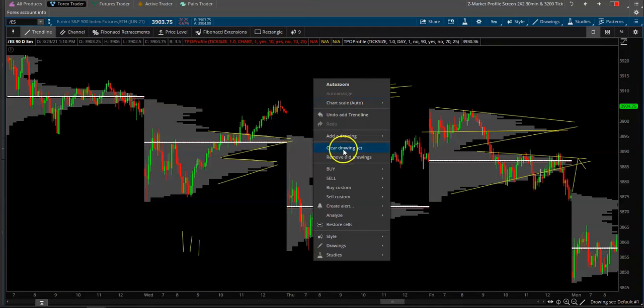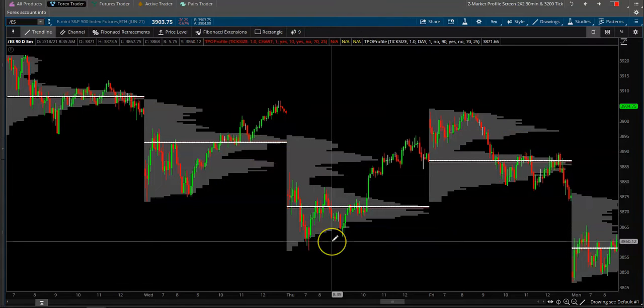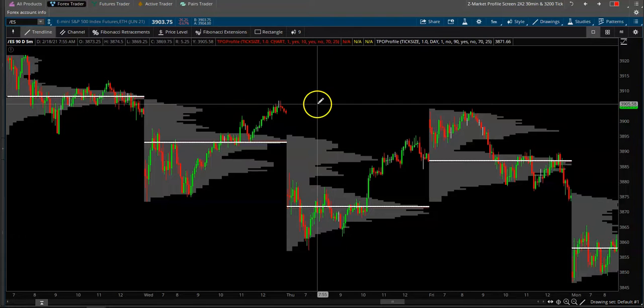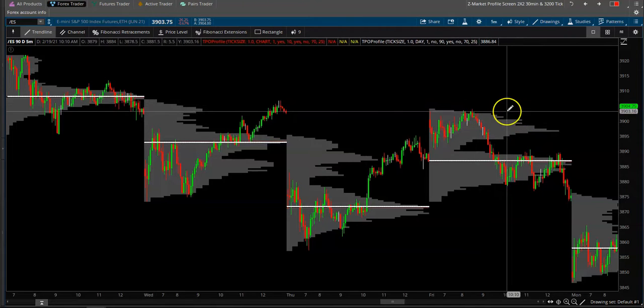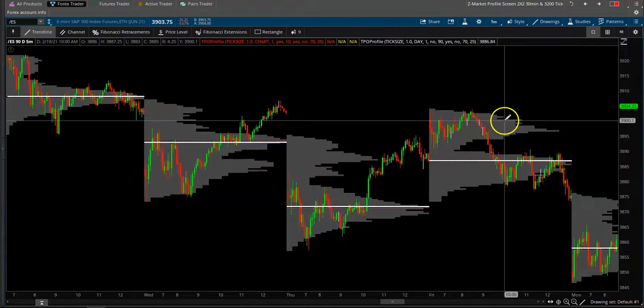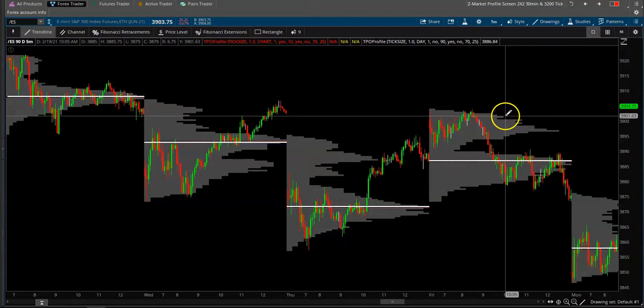Don't make market profile harder than it really has to be. I think people make it too hard, right? Just look for patterns, and every single day you watch this, you'll start to see these patterns become better and better, or you'll become better and better, because you'll start to be able to identify them.